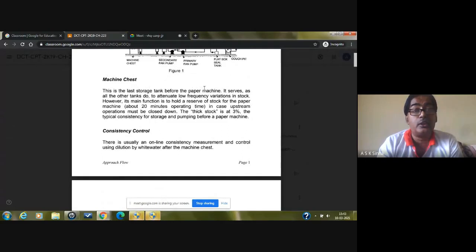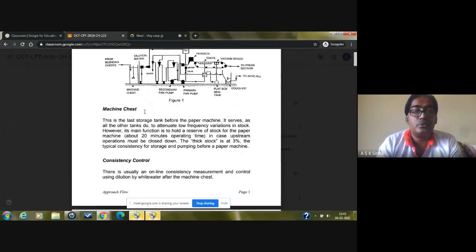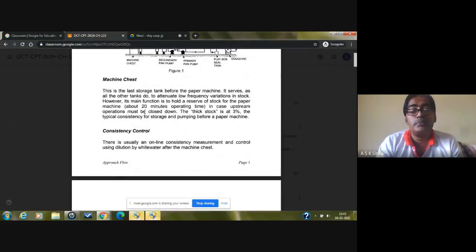This is the first tank basically. Chest means it's a large tank, that's why it's called the chest. So this is basically a storage tank before the paper machine, and it serves like all the other tanks. Mixing will again take place here, and it maintains the uniform concentration, or you can say the percentage of all the ingredients, whether it's fiber, different chemicals, or dyes, basically mixing and maintaining the uniformity in the slurry. And it has a concentration of nearly 3% to 5%, and that's why it's termed the thick stock.